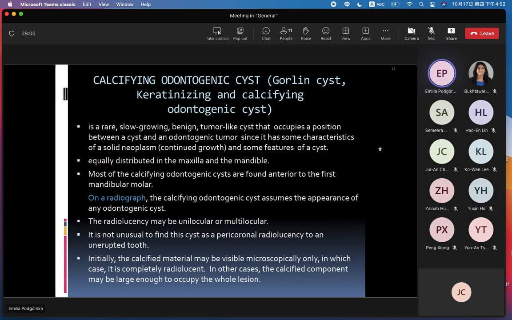On a radiograph, the calcifying odontogenic cyst assumes the appearance of any odontogenic cyst. The radiolucency may be unilocular or multilocular, and it's not unusual to find this cyst as a pericoronal radiolucency to an unerupted tooth. Initially, the calcified material may be visible microscopically only, in which case it's completely radiolucent. In other cases, the calcified component may be large enough to occupy the whole lesion.